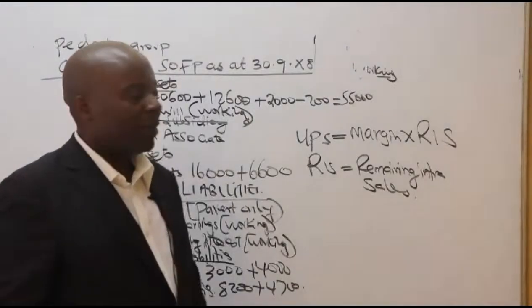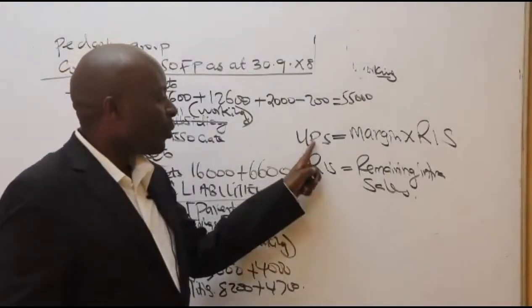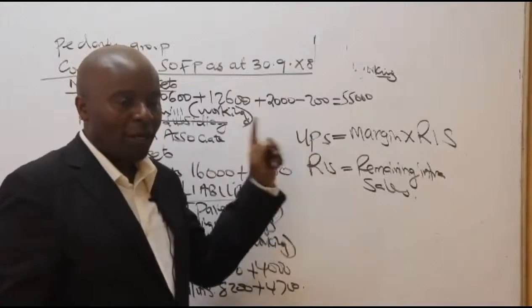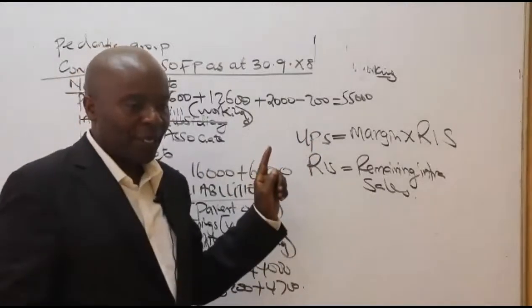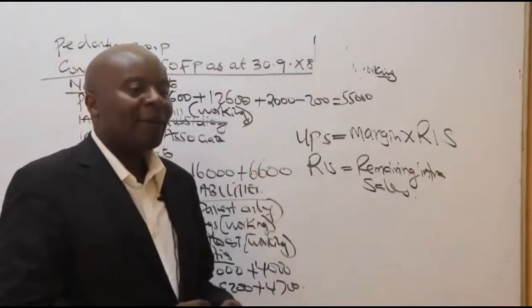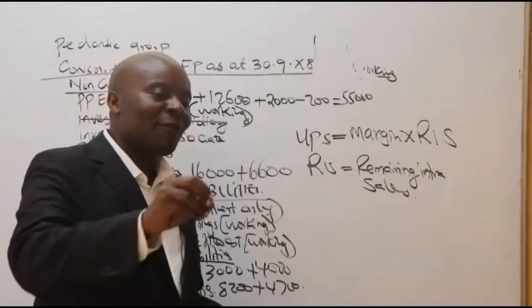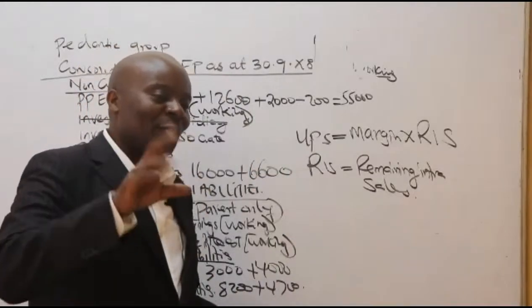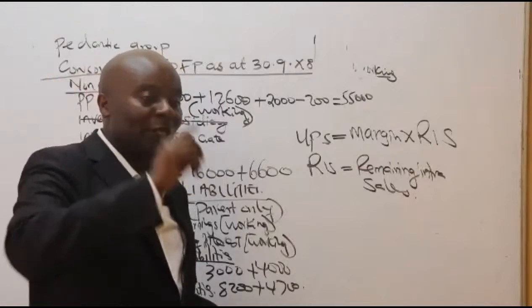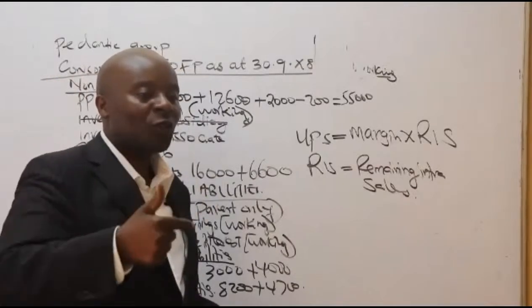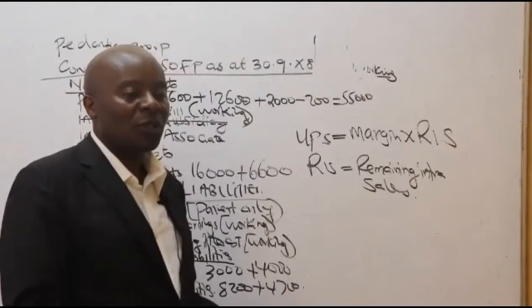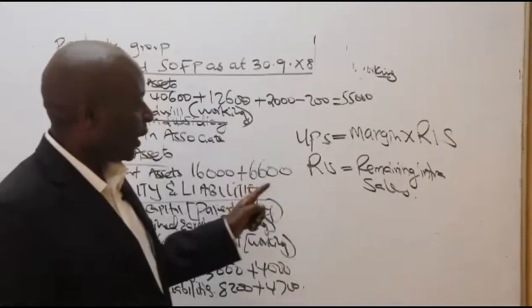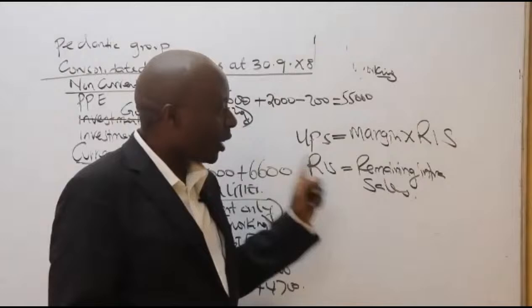Remember, this is an unrealized profit on stock. It is the same as URP. Yes, some books use URP, unrealized profits. But it's good for you to specify unrealized profit on stock and unrealized profit on fixed assets. At times these companies transfer their fixed assets to their subsidiaries at a profit. So that profit is never realized. So it is good to specify this is unrealized profit on stock.